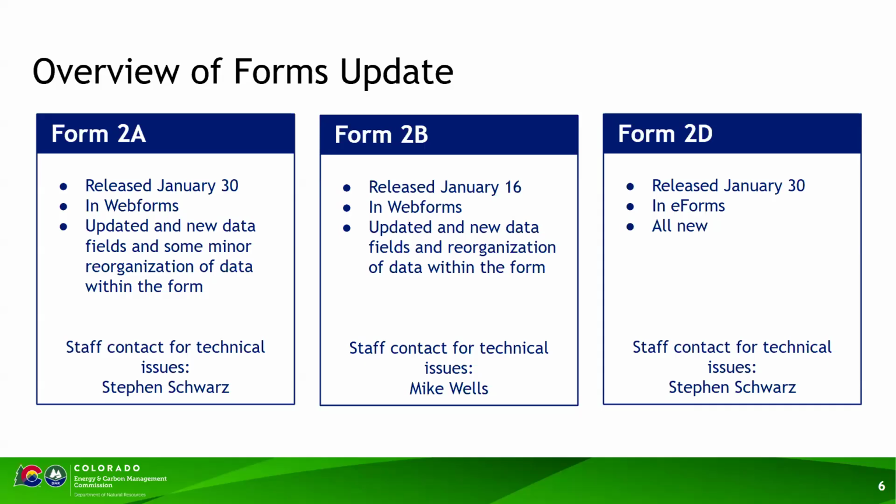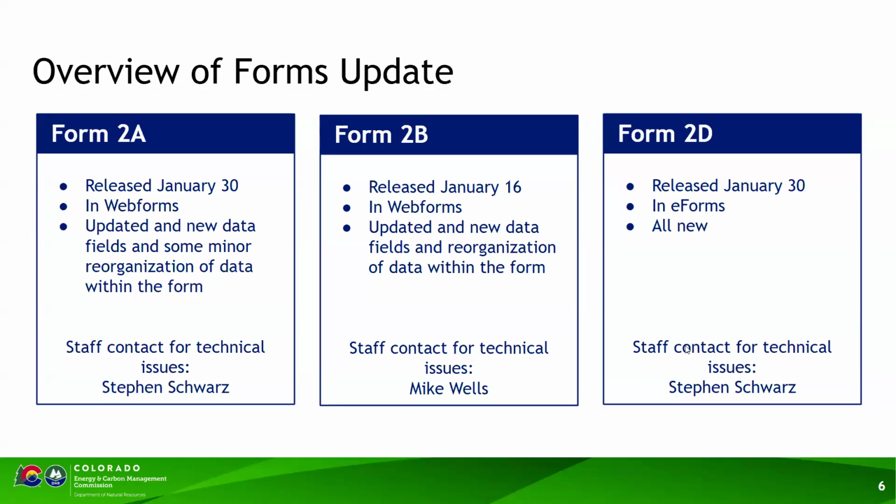The Form 2A was released on January 30th. This is in web forms, and this received some minor updates and new data fields and reorganization that came out of the Cumulative Impacts and Enhanced Systems and Practices rulemaking at the end of last year. I will be the staff contact for technical issues related to this form, particularly the new data fields. And when we say technical issues here, we're talking specifically about, hey, I entered data in this data field and it didn't save, or I got this error message and I shouldn't have.